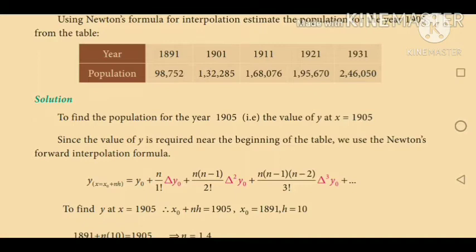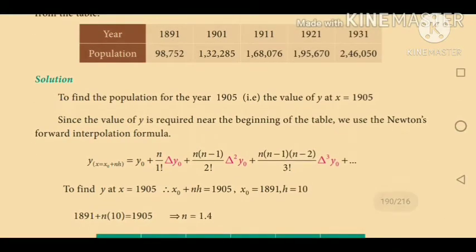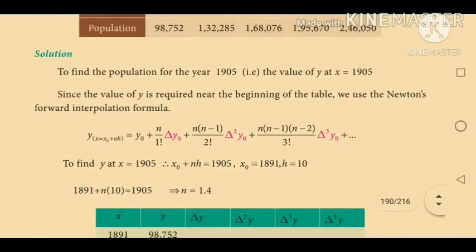Since the value of y is required near the beginning of the table, we check whether it is the beginning of the table or the end of the table. If it is the beginning of the table, we use Newton's forward interpolation formula. Here the formula is y naught plus n by 1 factorial delta y naught plus n into (n minus 1) divided by 2 factorial delta square y naught plus n into (n minus 1) into (n minus 2) into delta cube y naught by 3 factorial. Okay, likewise it will go.